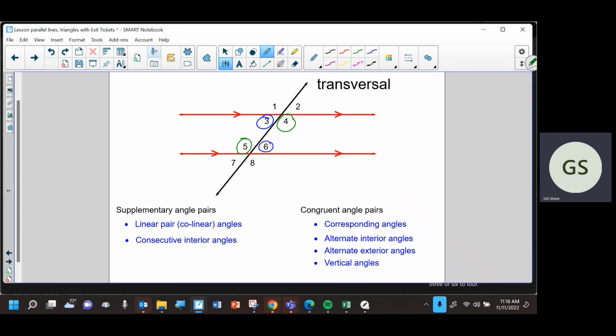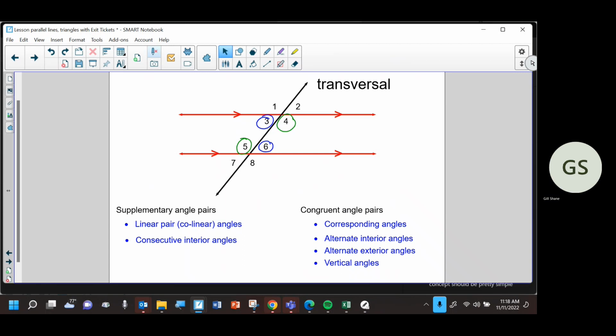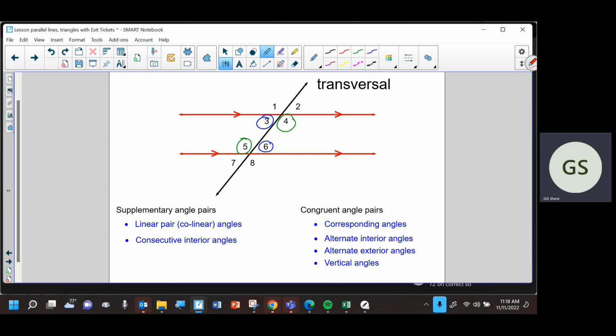So hopefully, if you're getting that concept, the next concept should be pretty simple. What about alternate exterior? Mia, give me an alternate exterior. So again, alternate's still going to mean the same thing. One's on one side, one's on the opposite. But now we need them to be outside the red lines. 7 and 2 are correct. Again, they can't be right next to each other. So I can't pick 8. That would be a linear pair. 7 and 8 are a linear pair.